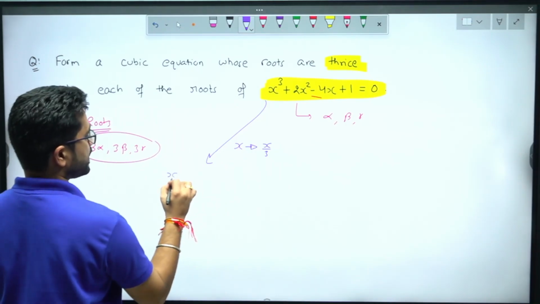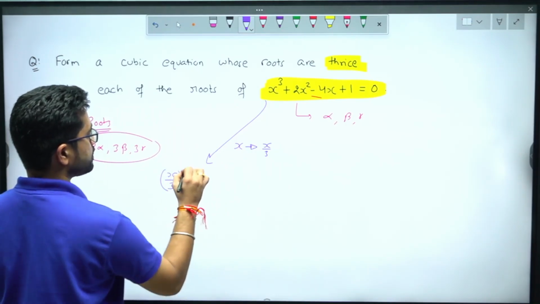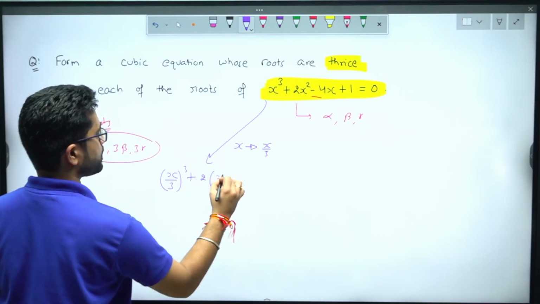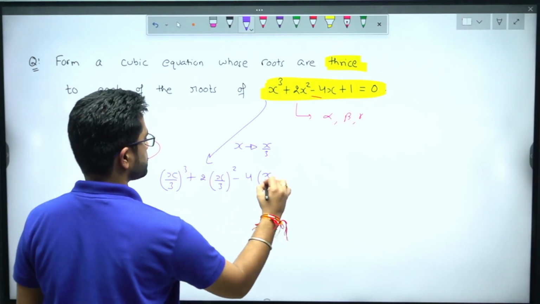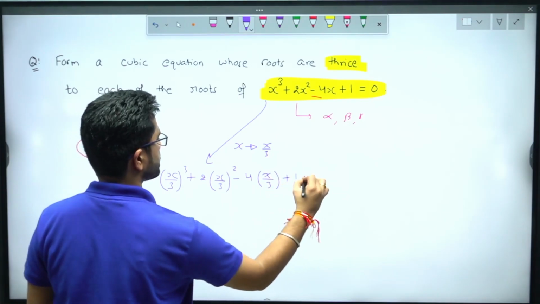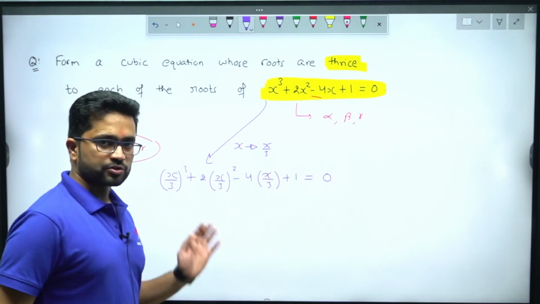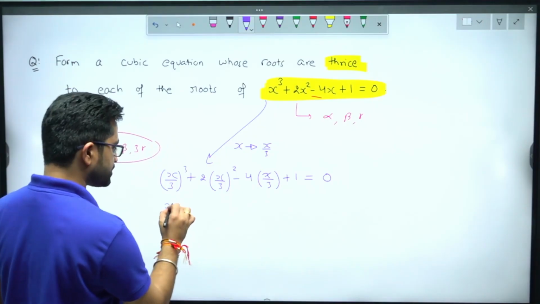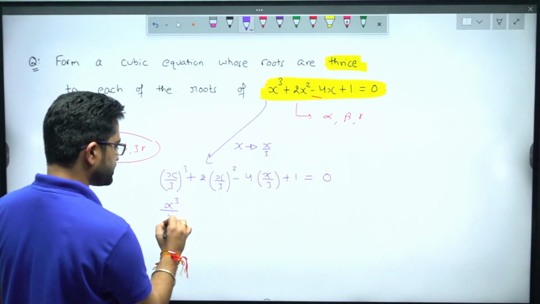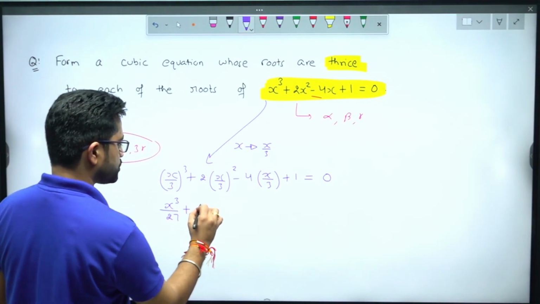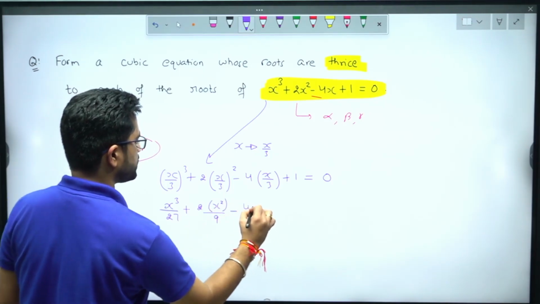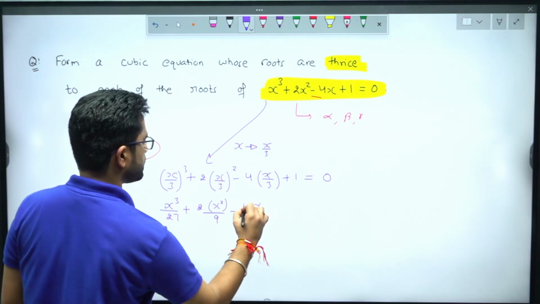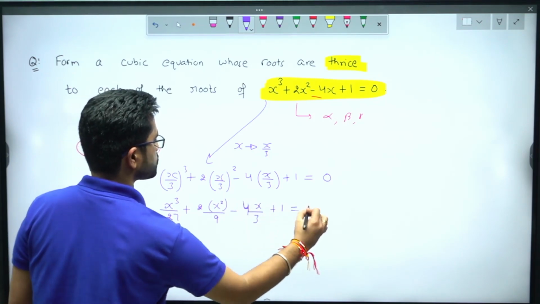So it is (x/3)^3 + 2(x/3)^2 - 4(x/3) + 1. Now simply rearrange the terms. You will get x^3/27 + 2x^2/9 - 4x/3 + 1 = 0.